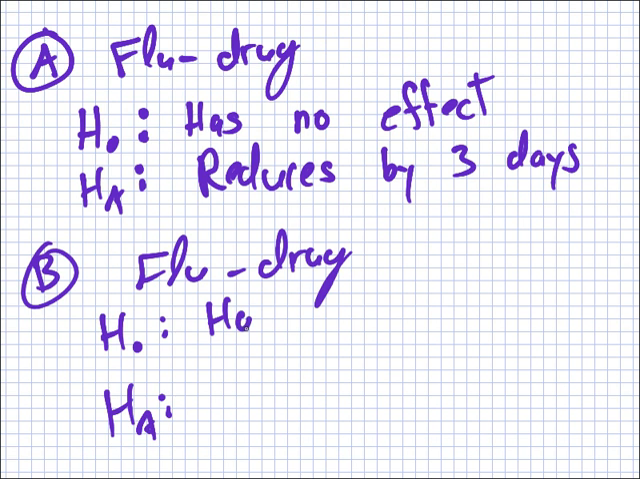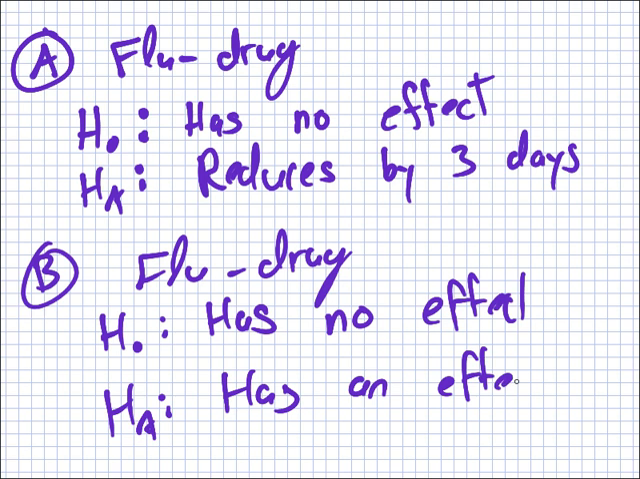So the null hypothesis is it has no effect again, because that's the non-special situation, and the alternative, it has an effect. Now you might say, well, there doesn't seem to be a huge difference between the two, but there is a possibility that is included in B, but is not included in A. There is a distinction between A and B here. Can we see what the distinction is? What is the difference between A and B?